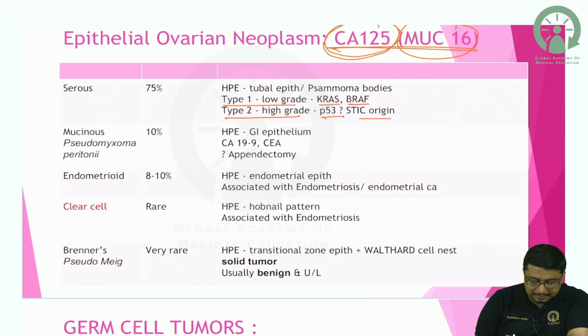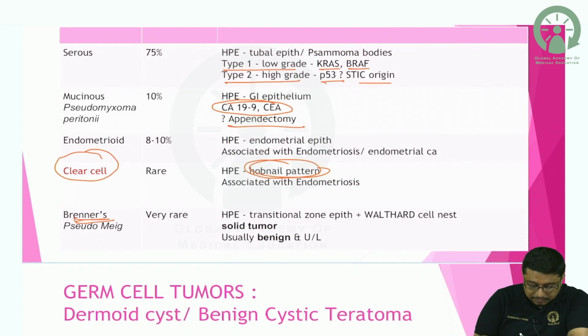So mucinous special markers are CA19-9 and CEA, and appendectomy may be required in certain cases. Clear cell is rare and the histopathological type is the hobnail pattern. Brenner is very rare and it can also present with something like Meigs syndrome, so it is associated with pseudo-Meigs. These Brenners develop from Walthard cell nests.